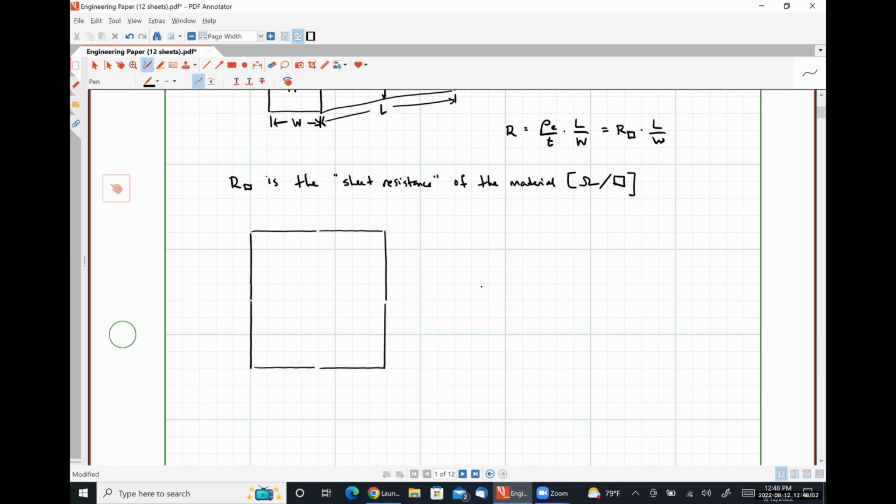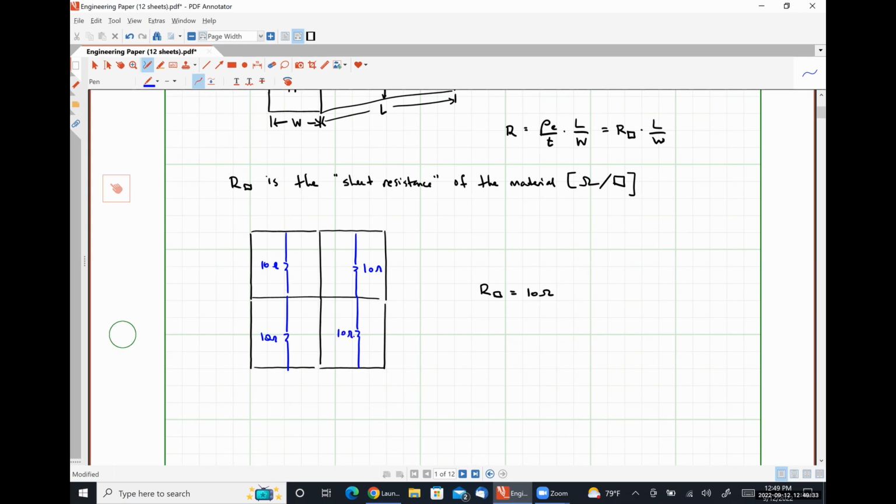Let's just call R square for this thing X. Well, if I subdivide this into 4 smaller squares, what I will have is a 10 ohm resistor. Actually, let me do these resistors in a different color so we can see better how they're connected. A 10 ohm resistor, 10 ohm resistor, 10 ohm resistor, 10 ohm resistor, like so.